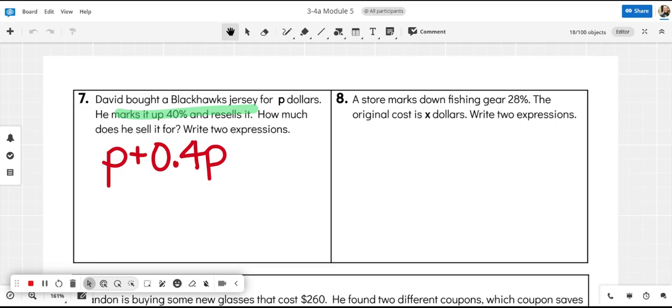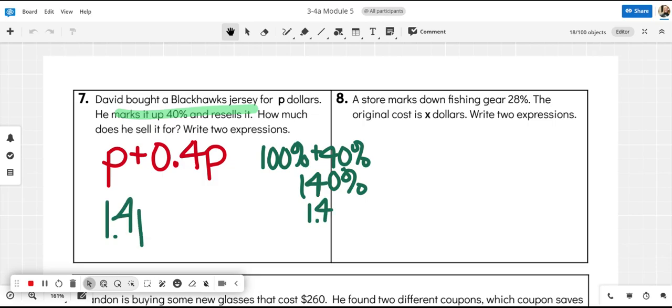The second expression, well, I'm going to have them pay 100% plus 40 more percent. So they're paying 140%. Sorry, that's really sloppy. Perfect, which is 1.4. So they're paying 1.4 of the price. So these are the two different expressions you should be showing.